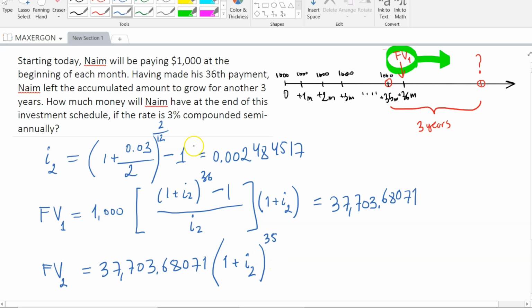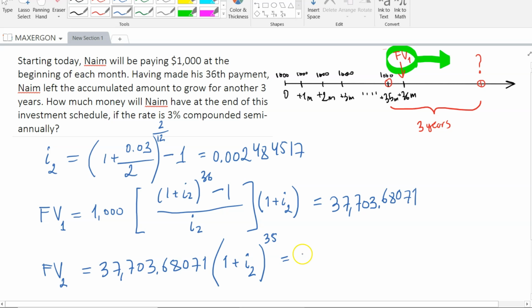You see, if I used 3% compounded semi-annually here, I would have to convert 35 months into the number of semi-annual periods. This would create extra computation, which is unnecessary in this case. I'll just use I2, which is compounded monthly, and I will use 35 months here.